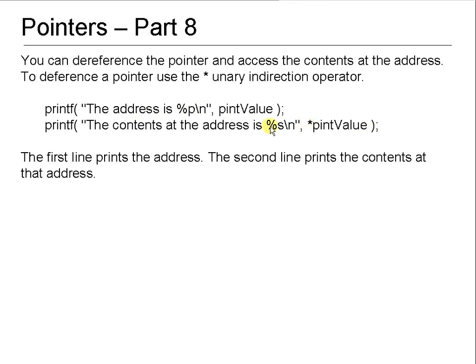And I've got the wrong placeholder for an integer. Thankfully my prefixes saved me, so let me pause and fix that right now. There we go. It was a %s, which is wrong. It should have been a %d. So the first line again prints the address. The second line prints the contents at the address. So the unary indirection operator is used to dereference a pointer and access or manipulate the contents at the address stored by the pointer.